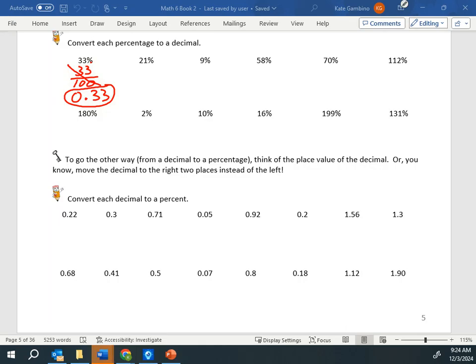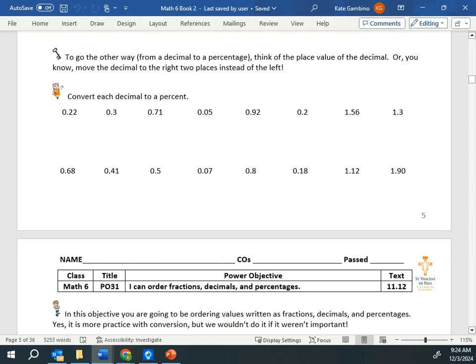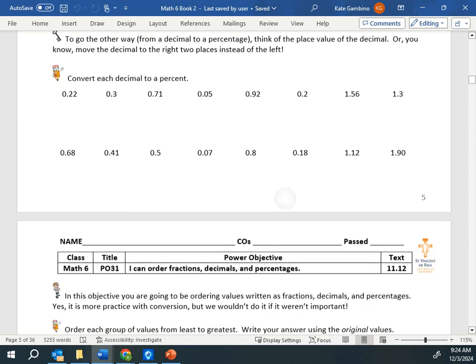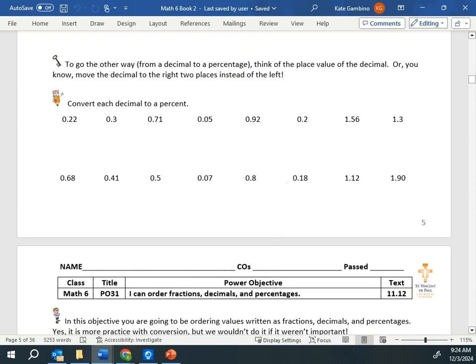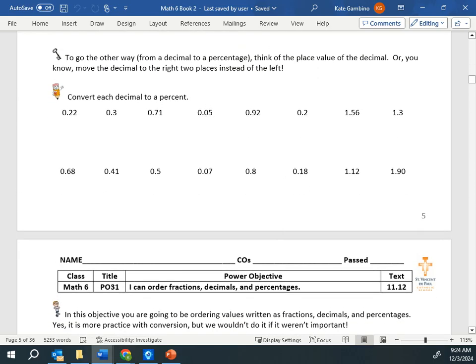Let's look at our second part. So put your pencils down for right now. I don't want you working on this, I want you hearing, so no speeding through it. Helen, put your pencil up. To go the other way from the decimal to the percentage, think of the place value of the decimal. Or, move the decimal to the right 2 places instead of the left.